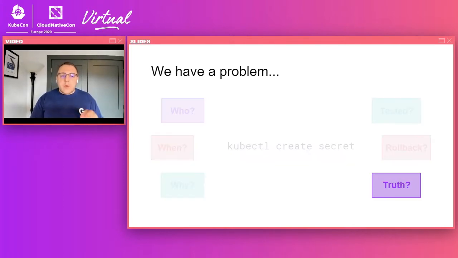And ultimately, what is the source of truth for this secret? And that's really what we want to zoom in on today. In this talk, Alex and I are going to attempt to answer all of those questions by focusing on just one. What is the source of truth for your Kubernetes secrets?